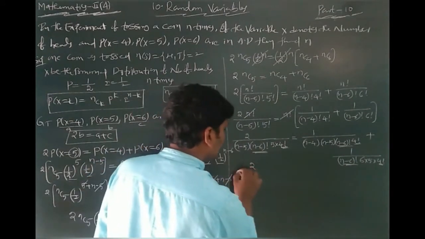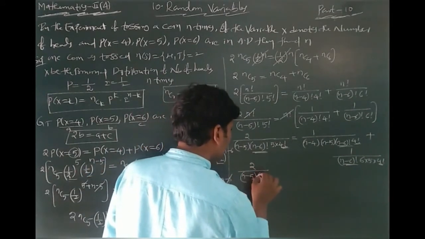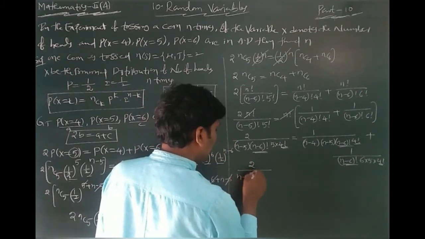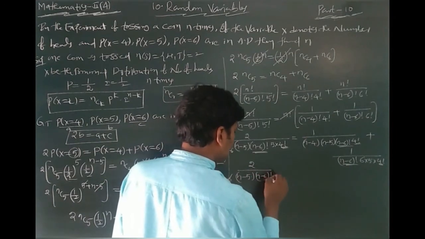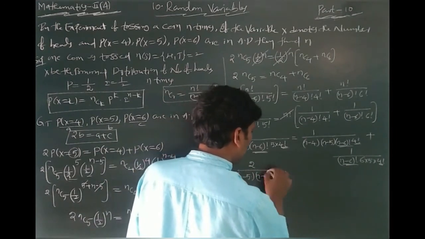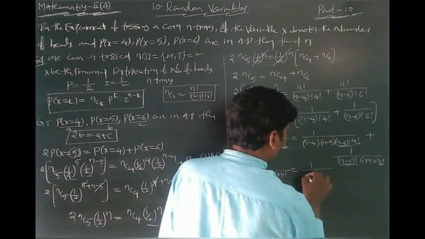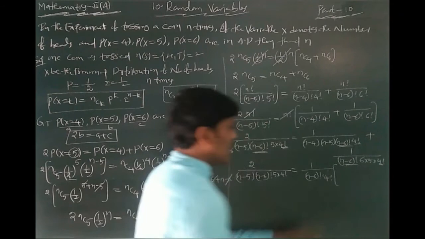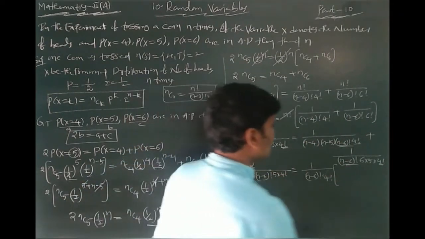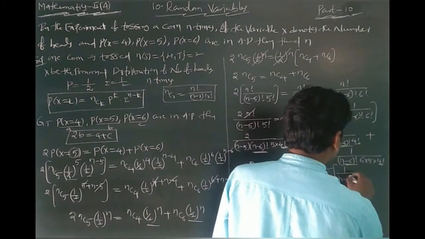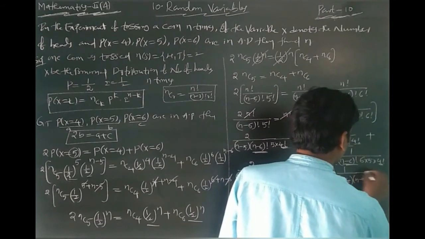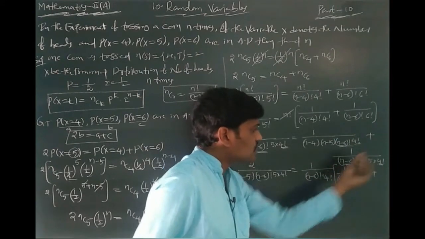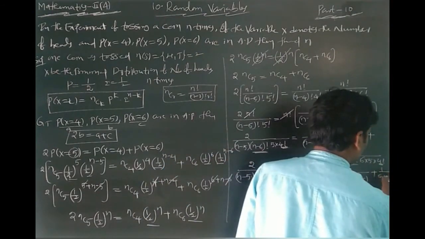That's why you can write 2 by (n minus 5) into (n minus 6) factorial into 5 into 4 factorial is equal to... Here, (n minus 6) factorial into 4 factorial get common. Remaining, students? Remaining 1 by (n minus 4) into (n minus 5) plus, here (n minus 4)(n minus 5) remain, 2 common. Here this one is common, just 6 into 5, 1 by 6 into 5.